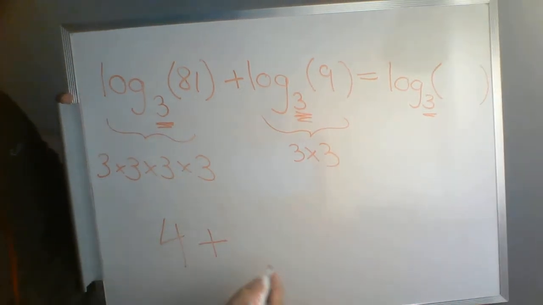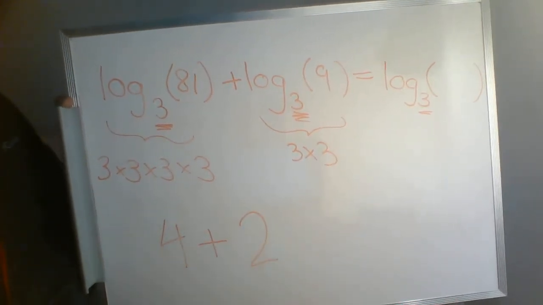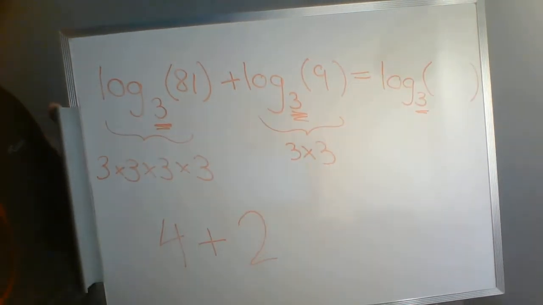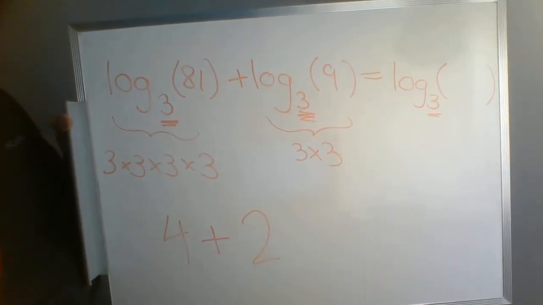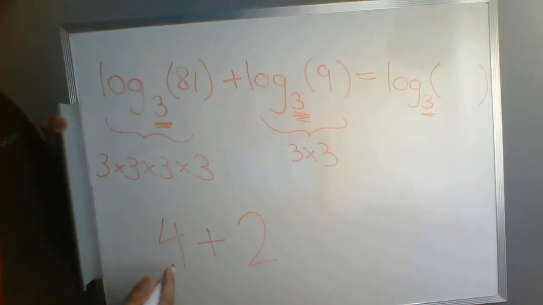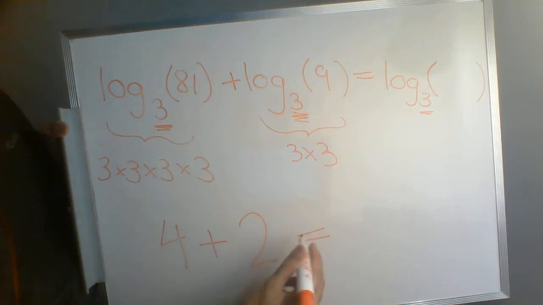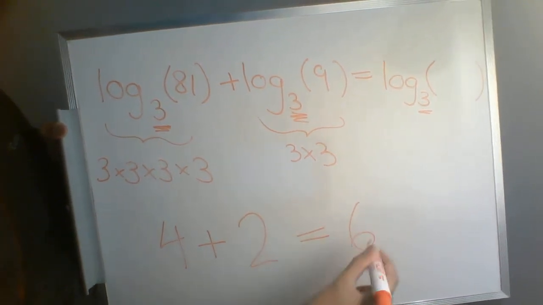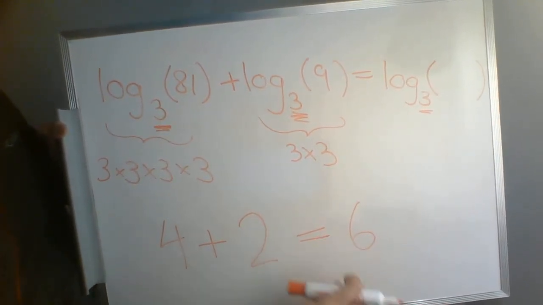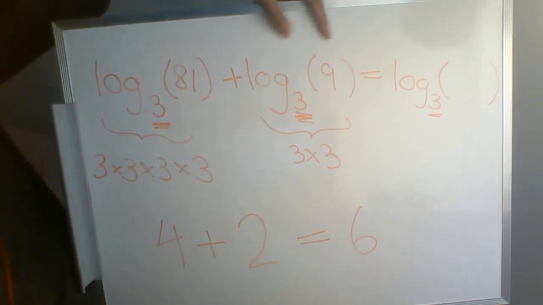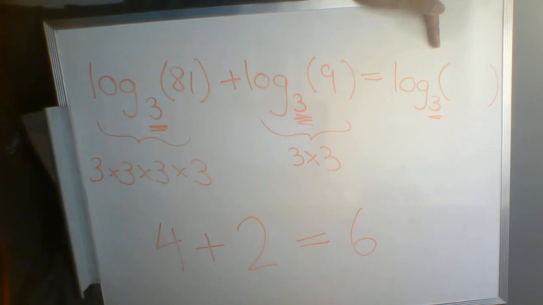We've only multiplied 2 3's together, so that means my answer to that logarithm there is going to be a 2, right? So I'm going to have 4 plus 2, which is going to give me an answer of 6. But what we've actually done here is, because we've solved each of these logarithms independently, we haven't used the logarithm rule yet.